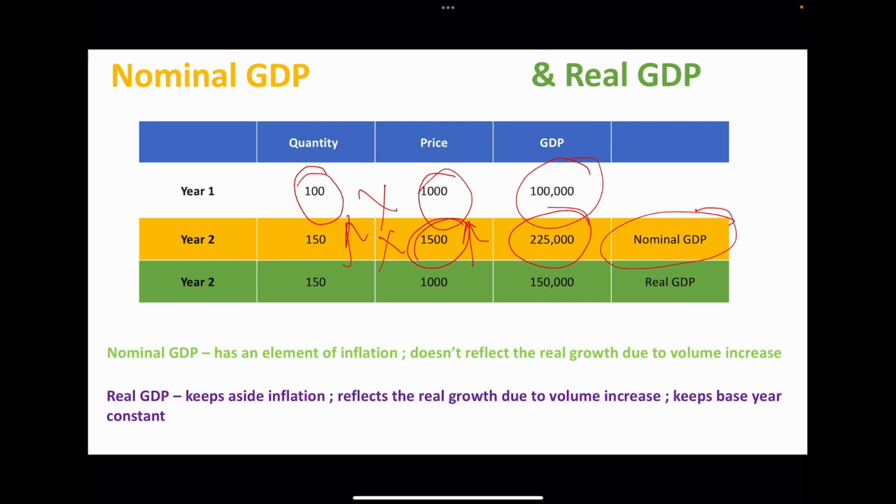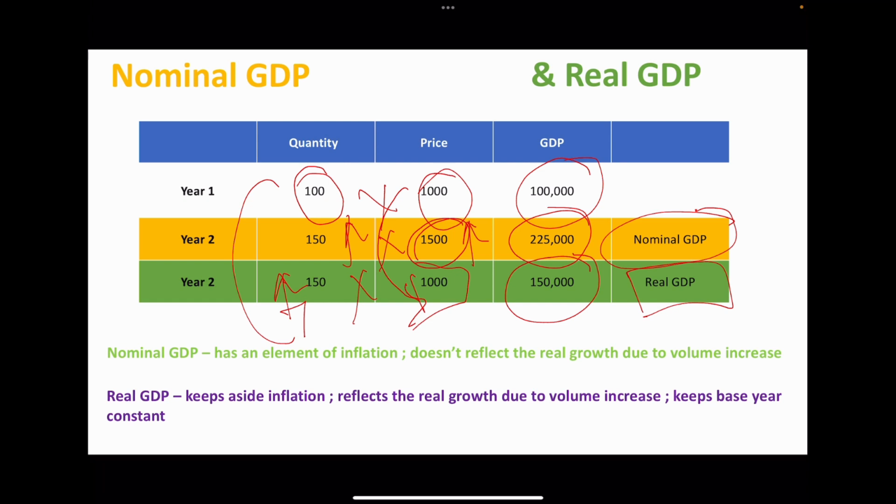Had we kept the base price, which is 1,000 rupees, the same for year 2 as the price of the laptop, and then calculated the GDP to be 150,000, only accounting for the increase in manufacturing growth, then that GDP would have been called a real GDP and would have been a real representation of the actual growth that is happening without the inflation factor. So that's the difference between a nominal GDP and a real GDP.